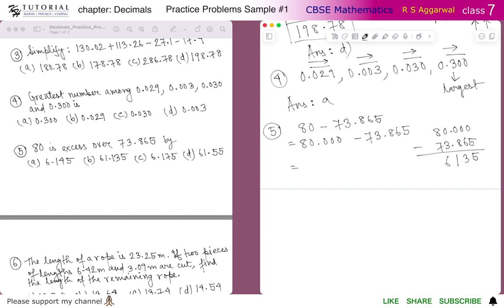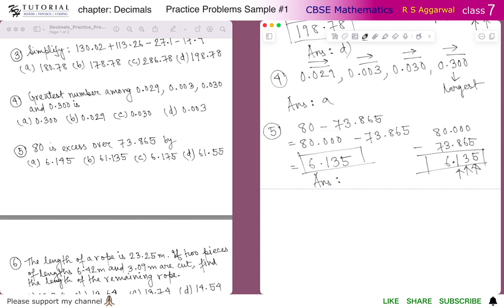Okay, now where will be the decimal point in the result? The two decimal numbers have 3 decimal places. So in the result, the point will come 3 digits from the right. So the answer is 6.135. Okay, it is an MCQ, so we have to pick the correct choice, and the correct choice becomes 6.135.